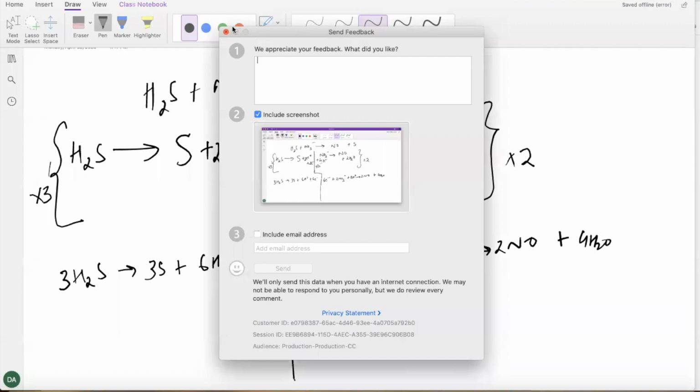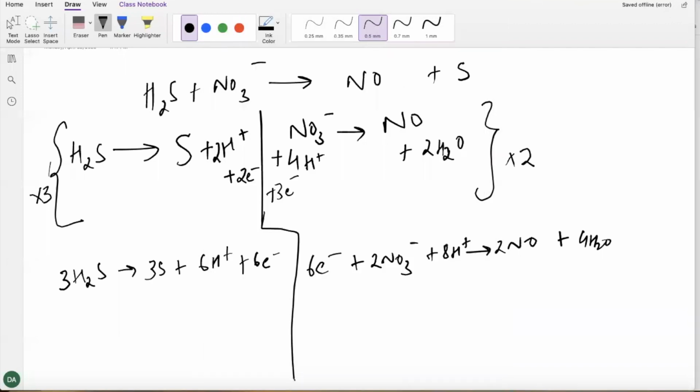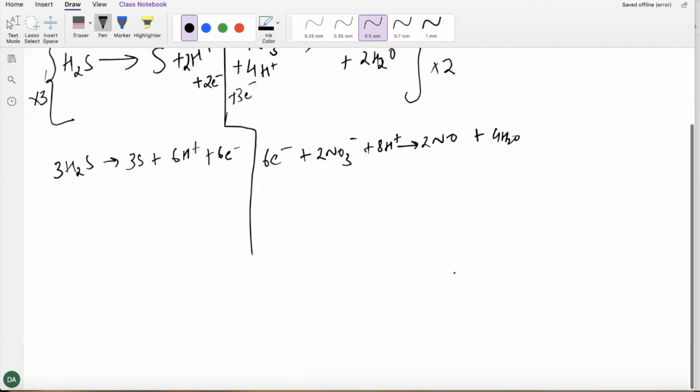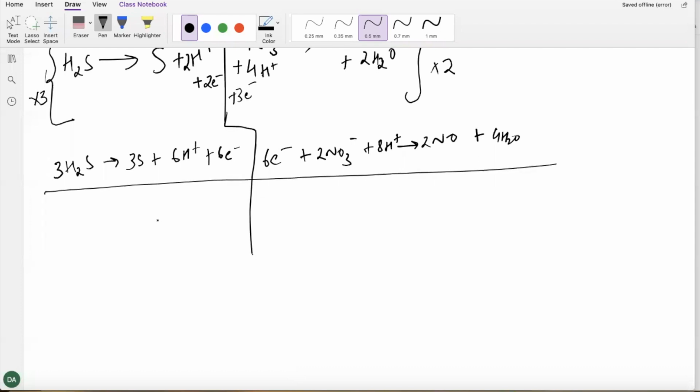All right, are we good, guys? Any questions so far? All right, now what do we do next, guys? Add them together. Now we add them together. So what do we add? We take the left-hand side of the arrow and add it to the left-hand side of the arrow. So guys, you will tell me, I'll write what I need to write here. Where should I start?